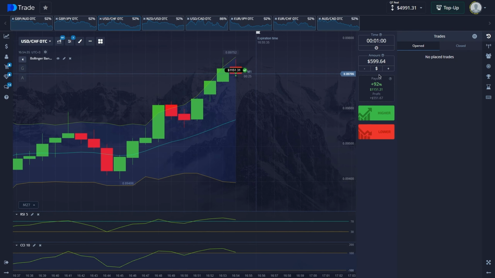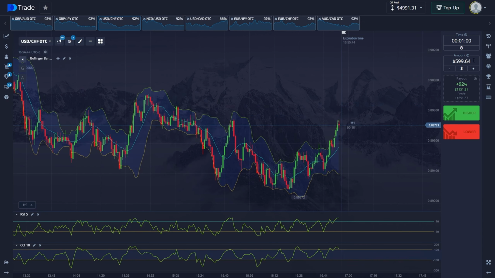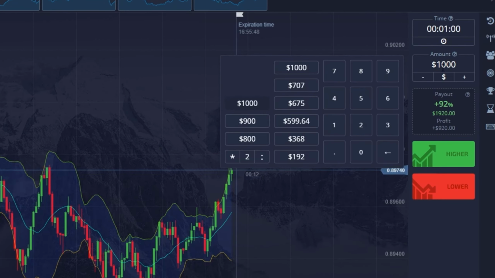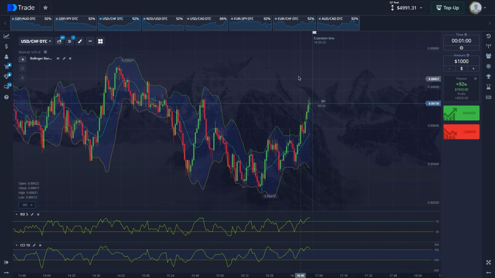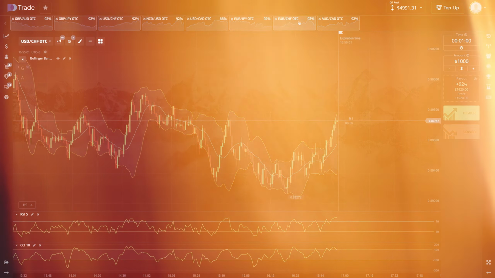Let's go ahead and open 4 trades at $1,000 each to solidify the result. I think we're fully satisfied with the outcome, so there's no rush. Let's do a thorough analysis and open the final trades. Let's proceed and choose the next currency pair.